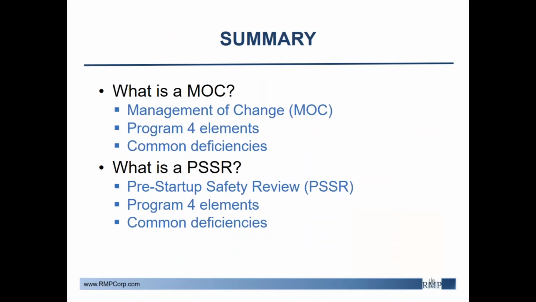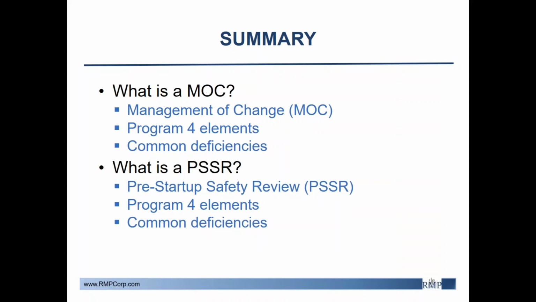Getting right into it, a quick summary of this presentation. What is an MOC? MOC stands for Management of Change, and this is performed for not in-kind changes to the process. A change is defined in OSHA 3313 as an alteration or adjustment to any component, variable, or property within an existing system, except those within clearly defined boundaries or responsibilities.